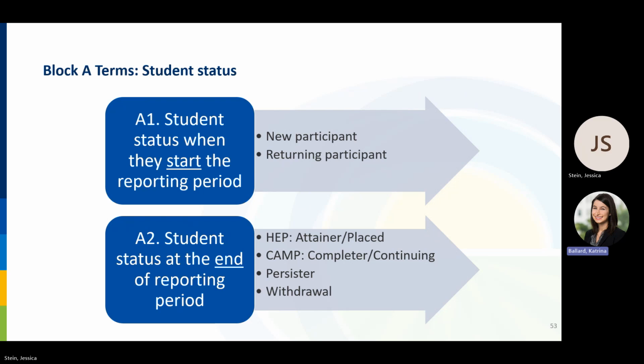The second group of terms reports the student's status at the end of the reporting period. So did they achieve one of the performance measures? Meaning for HEP, did they attain an HSE? Were they placed in post-secondary education or training, upgraded employment, or the military? For CAMP, did they complete their first academic year of post-secondary education in good standing? Did they continue their post-secondary education? If they didn't do any of these things, they were either a persister, meaning they enrolled for the next budget period, or if they did not re-enroll, they withdrew from the project.